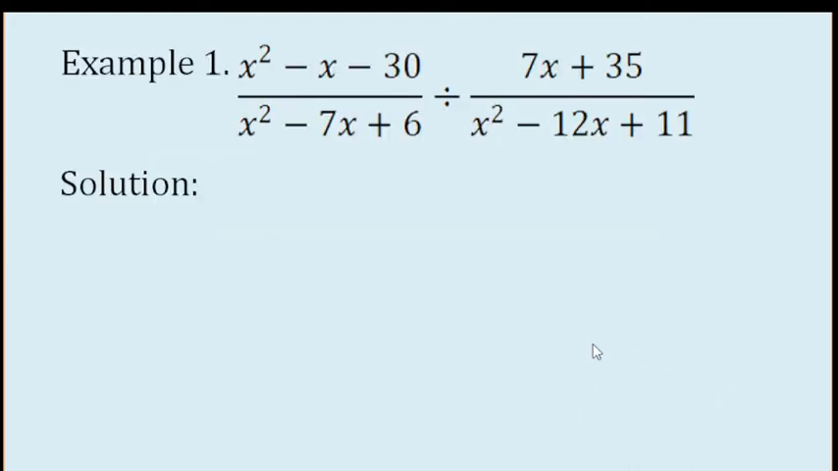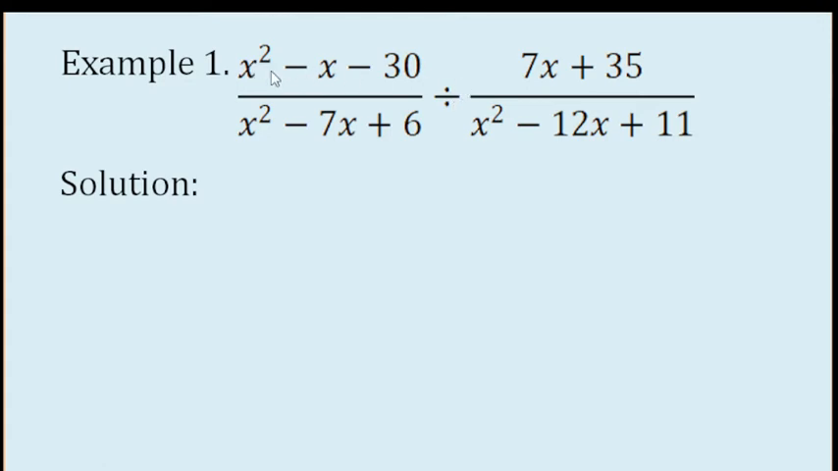Now we are ready to divide. Here, as a rule, we will just factor all numerators and denominators and cancel out common factors. But because this is a division sign, we can flip this. We can change this divisor into its reciprocal, and we will now change the sign from division to multiplication.